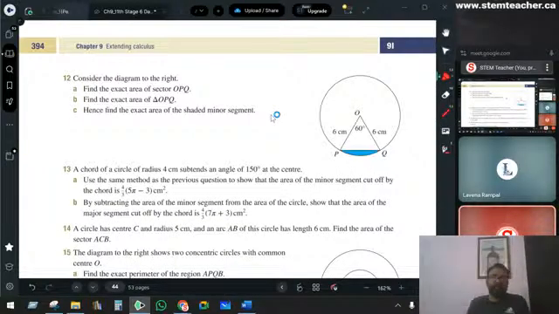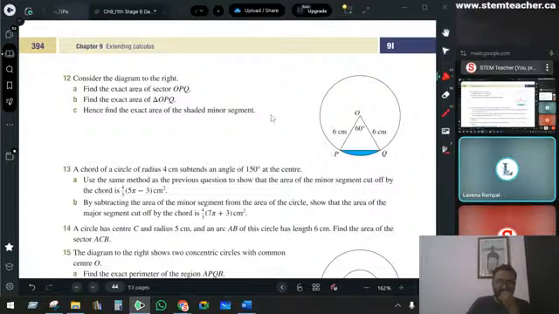Next, the 12th one. Can you read out the question? Consider the diagram to the right. A. Find the exact area of sector OPQ. So, find the exact area of the sector. What is the area of the sector formula?